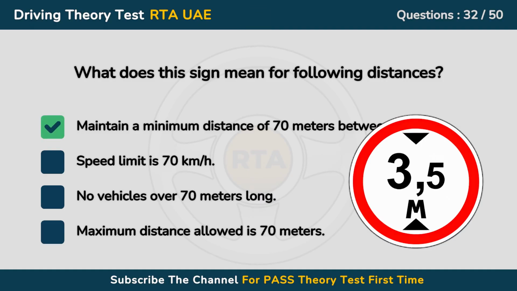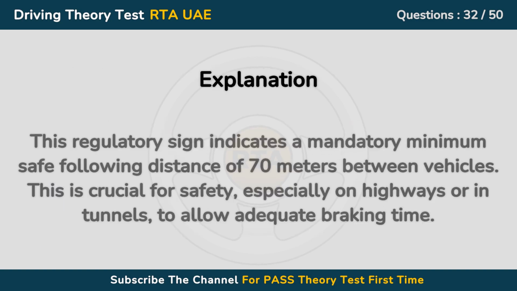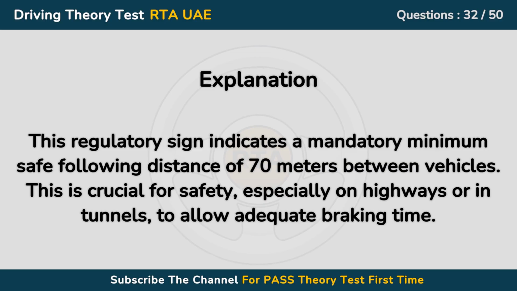Answer is A. Maintain a minimum distance of 70 meters between vehicles. This regulatory sign indicates a mandatory minimum safe following distance of 70 meters between vehicles. This is crucial for safety, especially on highways or in tunnels, to allow adequate braking time.